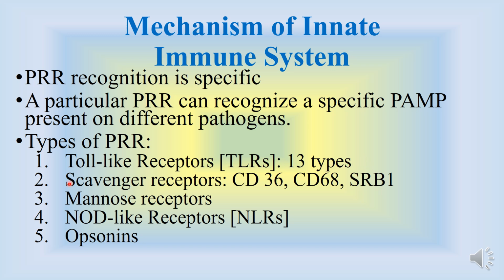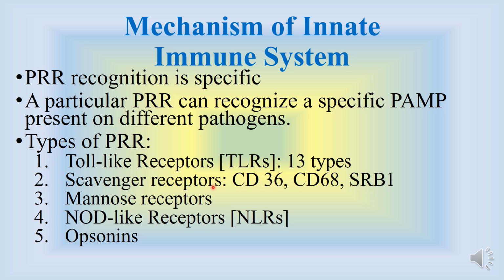The second type of PRR is known as scavenger receptors, and these include CD36, CD68 and SRB1. These bind to the bacterial cell wall components such as lipopolysaccharides, peptidoglycans, and they also bind to infected, injured, and apoptotic cells and modified lipoproteins.